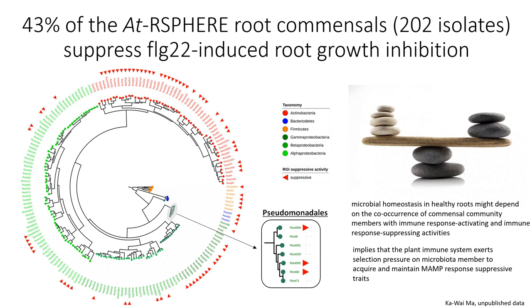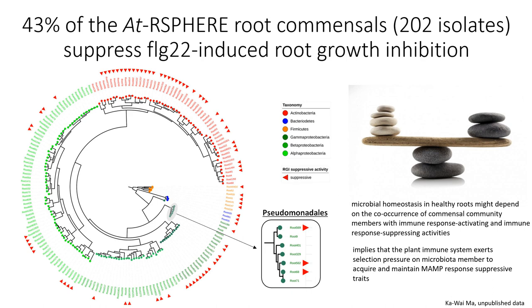And I think what this observation implies is that the plant immune system exerts selection pressures on microbiota members to acquire and maintain these MAMP response suppressive traits. So right now we think that plant innate immunity mainly exerts selection pressure on pathogenic microbes. We always associate plant immunity with pathogens, but I think this is a gross oversimplification, and perhaps the best evidence so far that the plant innate immune system also plays a direct role in the selection of a specific subset of microbes that can interfere with innate immune responses.